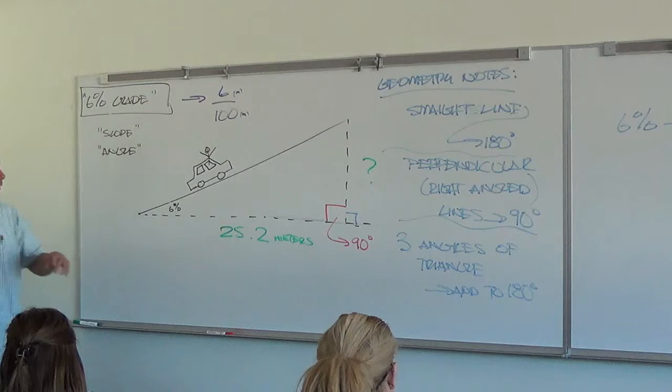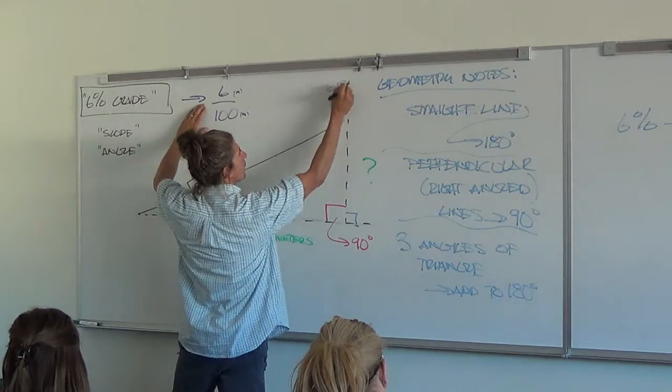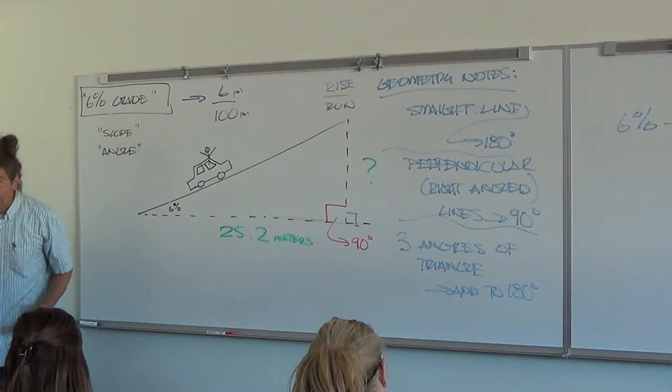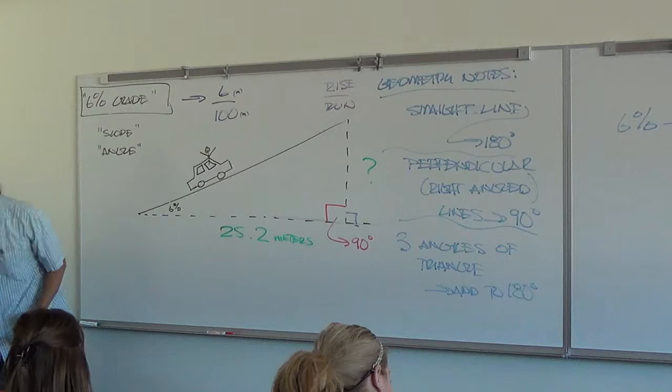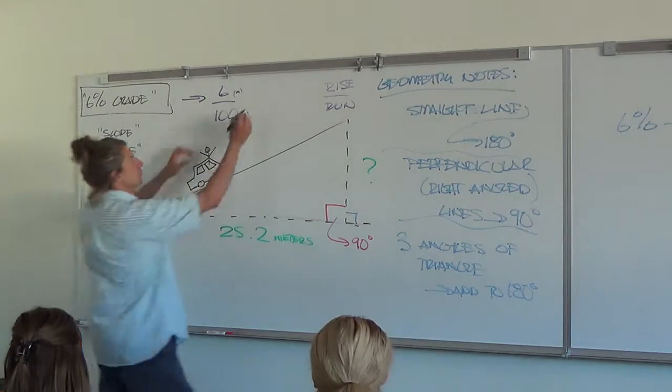Good? All right, so here's rise and run, correct? Rise and run. So what did actually Josh give you in this particular problem? The run. He gave us the run. He gave us the horizontal 25.2 meters.